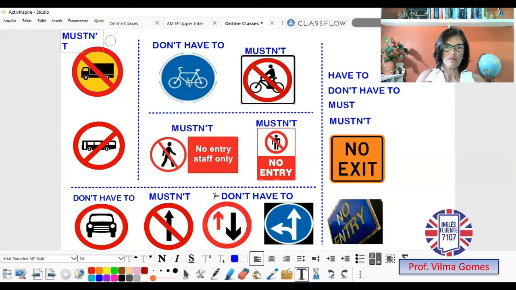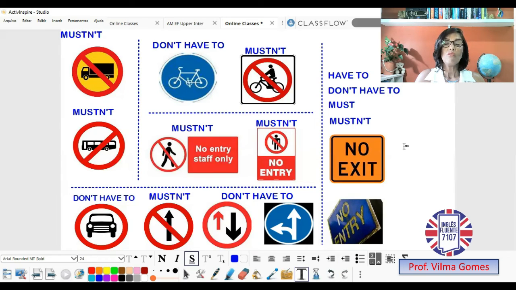So I'm going to have here mustn't. Let me adjust. And I have mustn't here too, right? Mustn't here for trucks and mustn't for the buses, right? So in this area here, only cars are allowed, right? Only cars are allowed. Very good. And then I have here no exit. What is exit? Exit means saída. Very good. Saída.